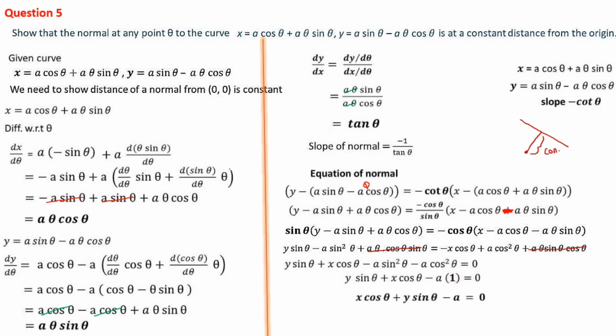Then now we can write here x cos theta plus y sin theta minus a into 1 is minus a, is equal to 0. So this is the equation of the normal. So we have found the equation of normal, that is x cos theta plus y sin theta minus a is equal to 0. Next task is we are going to find the distance of the normal from the origin.